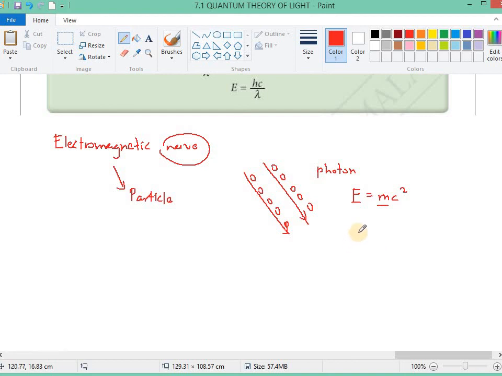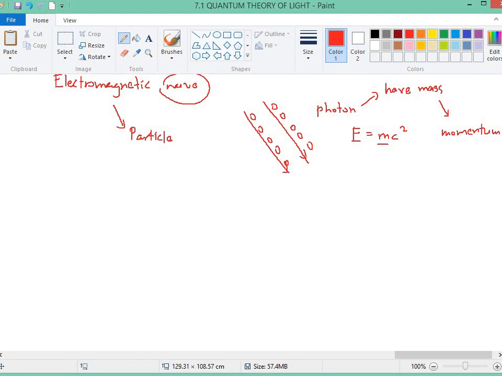Okay, so since energy has mass, that means the photon must have mass also. And if it has mass, that means it has momentum. Okay, so this is already proven. This is where the photon has mass and has momentum, and this is already proven.